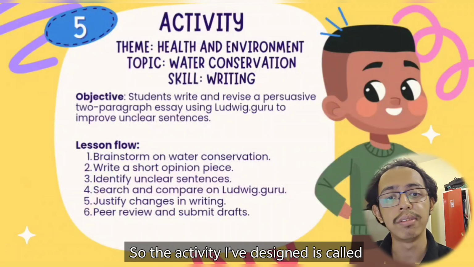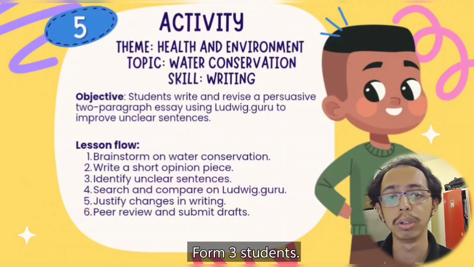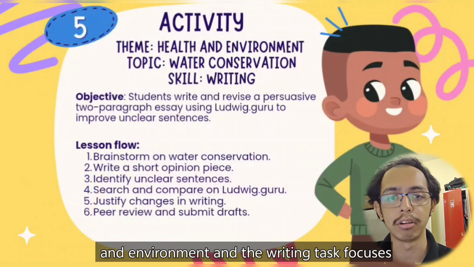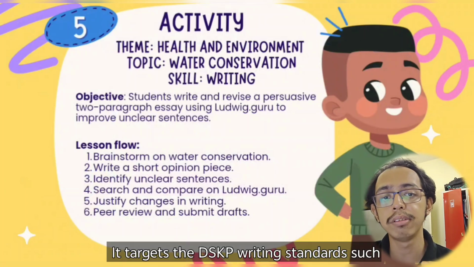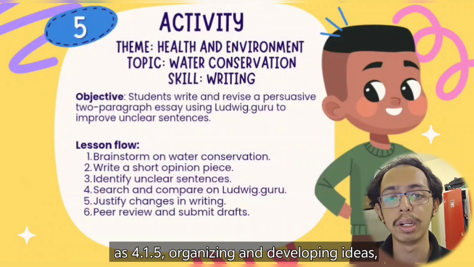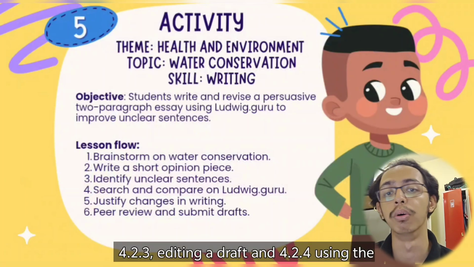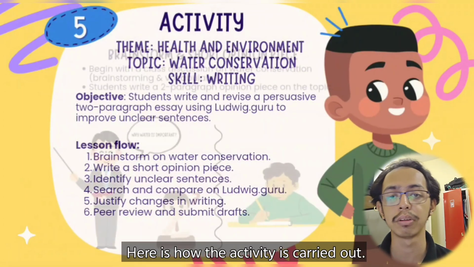Alright, now let me explain the classroom activity in more detail. So the activity I've designed is called Clarity Check with Ludwig and is meant for Form 3 students. This lesson falls under the theme of health and environment, and the writing task focuses on the topic of water conservation. It targets the DSKP writing standards such as 4.1.5, organizing and developing ideas, 4.2.3, editing a draft, and 4.2.4, using the correct register.